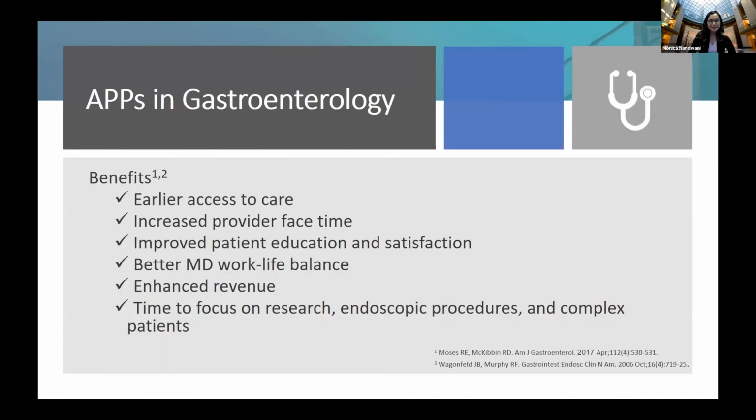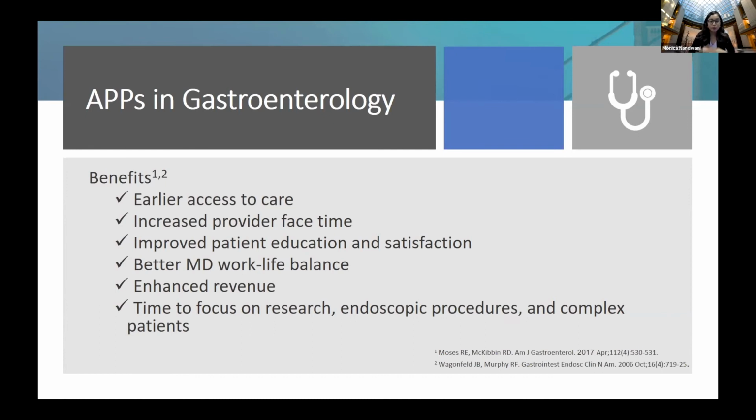And then as far as benefits for APPs in gastroenterology, based on the literature as well as my experience, as we demonstrated, there is a huge demand for GI care, and adding additional providers will help facilitate earlier access to care, and will improve patient education and satisfaction and provider face time. We hope that having APPs in the practice leads to better physician work-life balance.